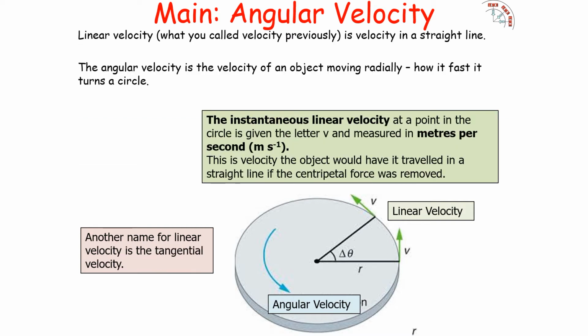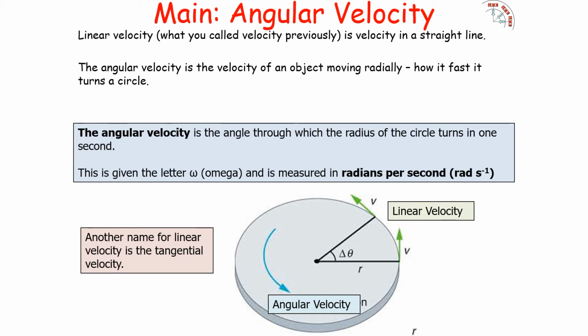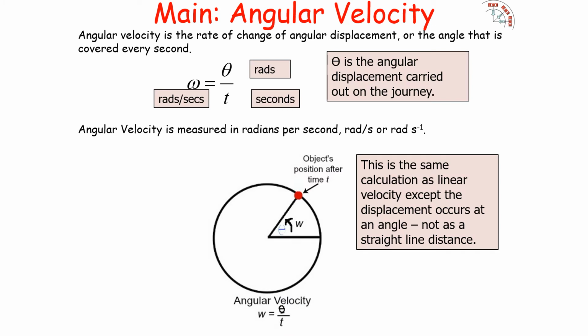We can define the instantaneous linear velocity to be the velocity the object would have travelled in a straight line if the centripetal force was removed, which we give the symbol v and measure in meters per second. The angular velocity is the angle through which the radius of the circle turns in 1 second. We give it the symbol omega and it's measured in radians per second. So the angular velocity is the rate of change of angular displacement, or the angle covered every second, which is equal to theta radians over t seconds.